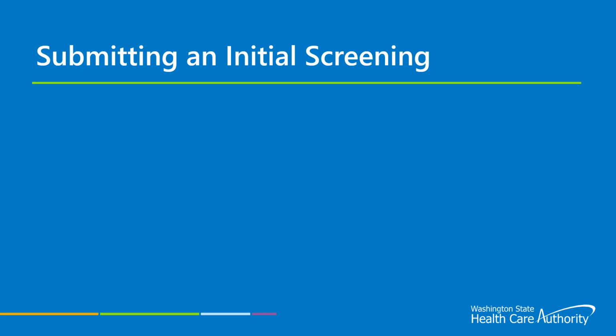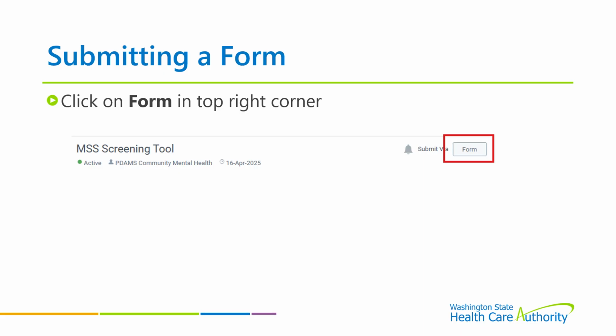Now we are going to talk about the steps on how to submit an initial screening. From the Submissions tab, you will want to click on Form in the upper right-hand corner. If by chance you do not see the Form button, it may be because you have clicked on the Maximize icon. If you do not see the Form button but see 4 arrows pointing at each other, click on the arrows as that is the Minimize icon, and you should then see the Form button.